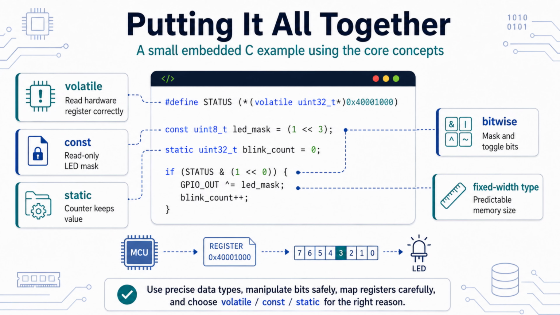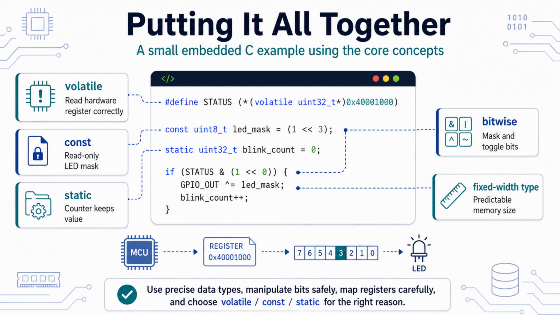Now let's connect everything in one small embedded C example. A hardware register address is defined using a volatile pointer, because the register value can change outside the program. A const LED mask stores the bit position of the LED, because that value should not change at runtime. A static blink counter keeps its value between executions, allowing the firmware to remember how many times the LED logic ran. Then the code checks a status bit using a bitwise AND operation. If the condition is true, the GPIO output is toggled using XOR.